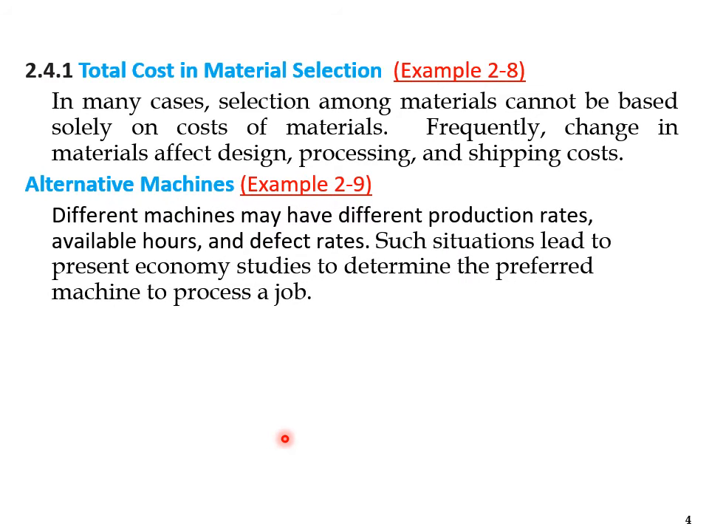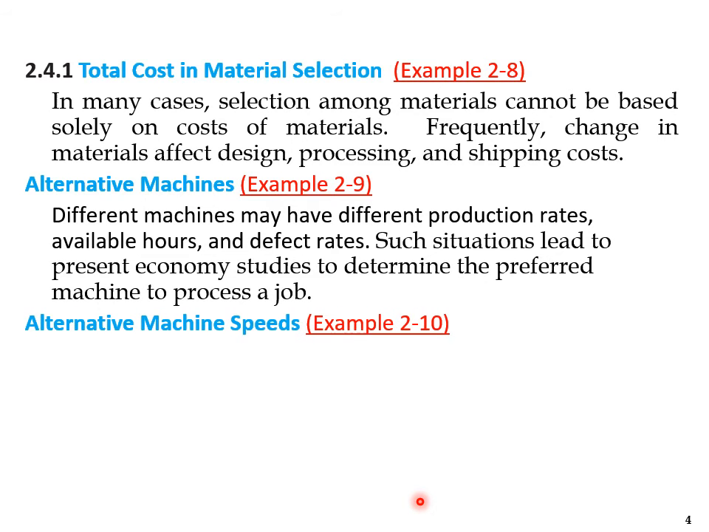Another example, example number 2.9 in your book, is related to selecting one of the alternative machines. So you may have different machines with different production rates, different capacities in terms of available hours, and different defect rates. You need to select the best machine, best alternative to accomplish or to produce a product. And again, by doing this present economic analysis, we determine the preferred machine to process that job. So you need to consider all these factors related to production rate, available hours, and defect rates.